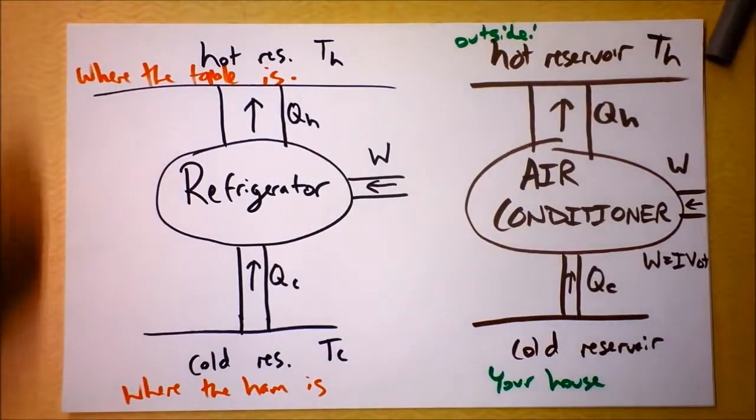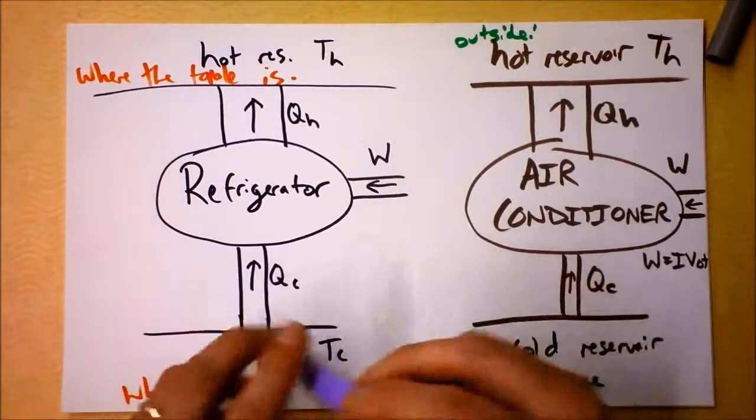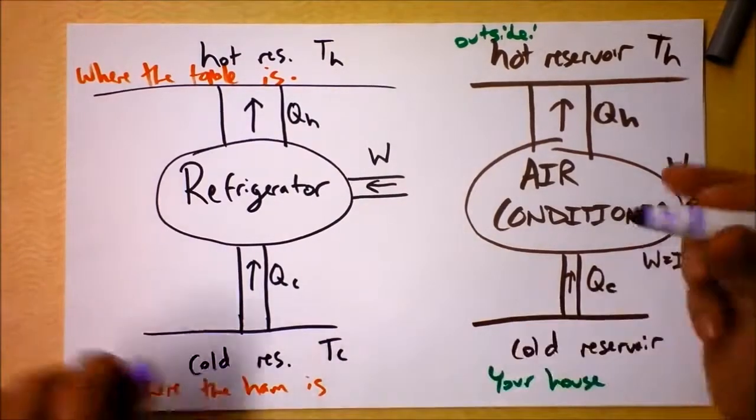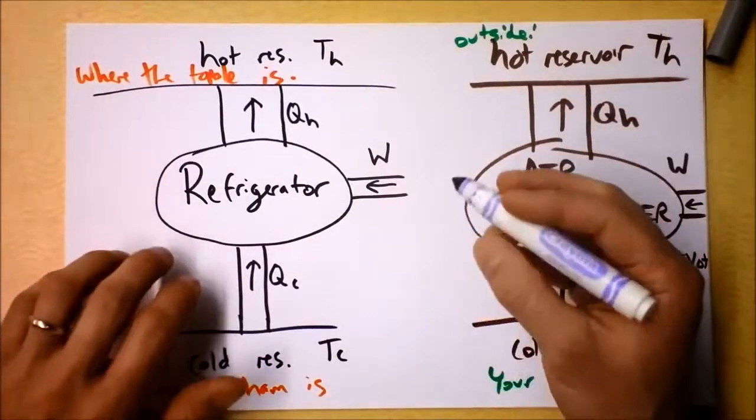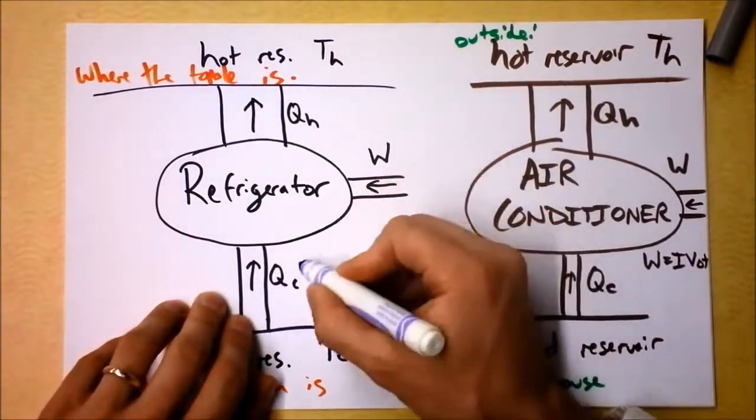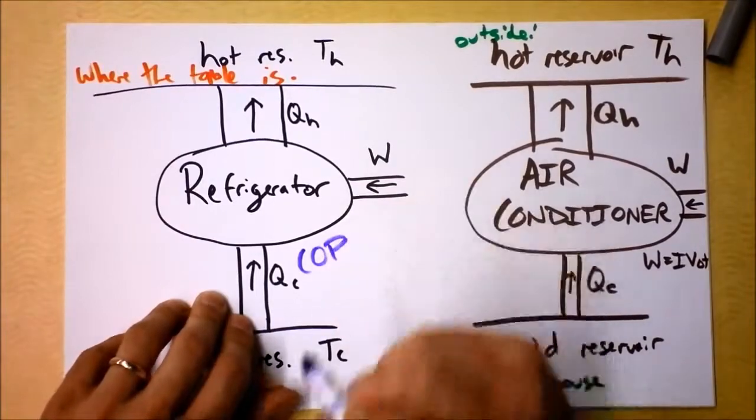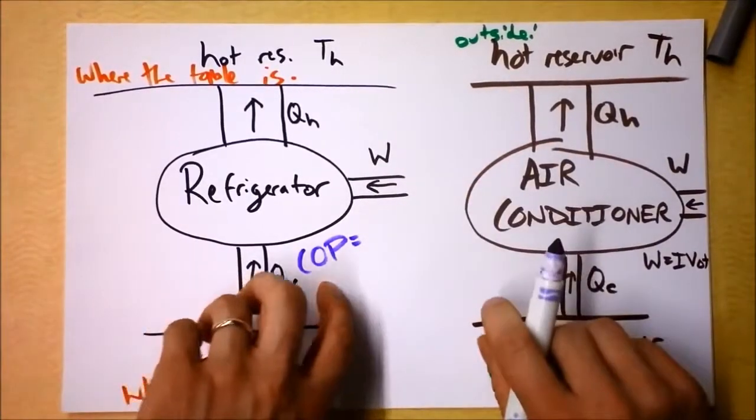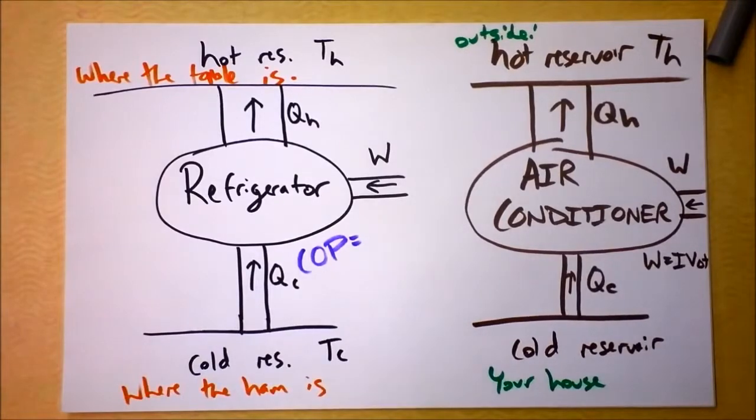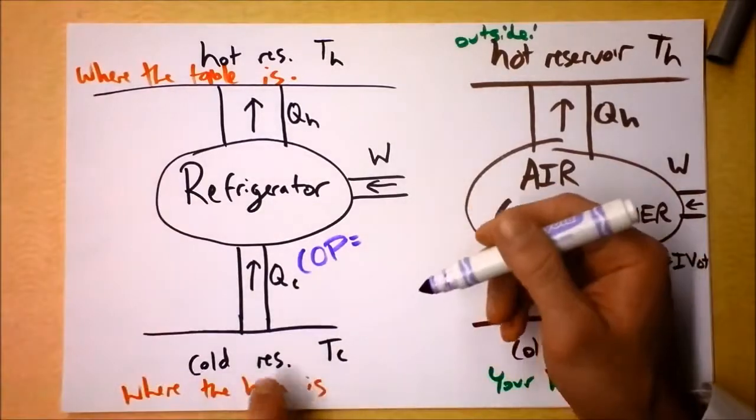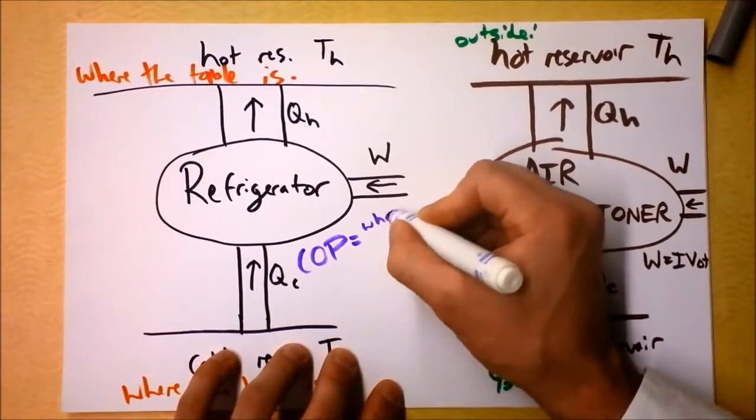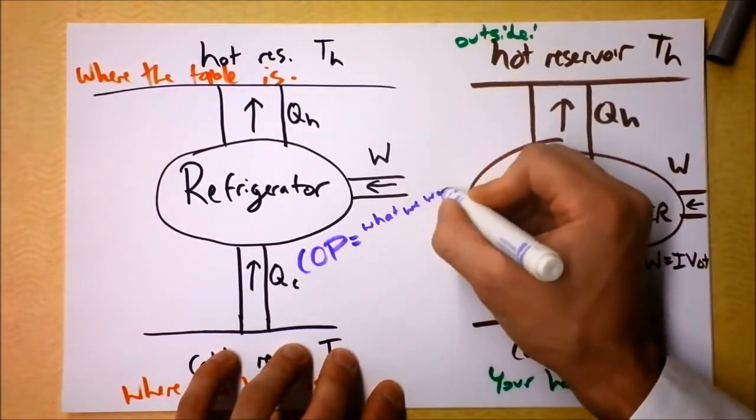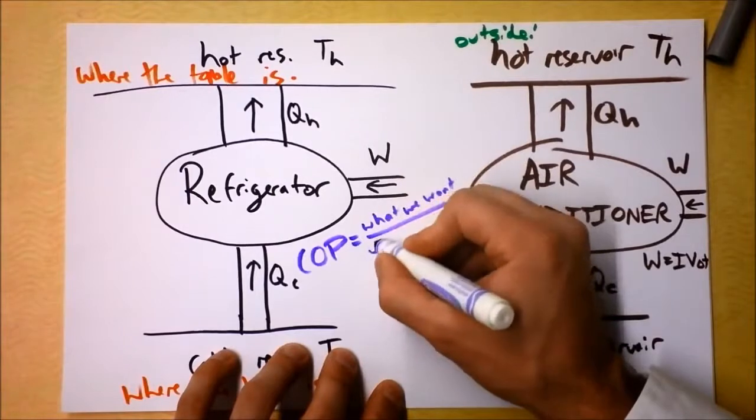But we can investigate this work, and we could talk about something. See, the efficiency of a refrigerator isn't as well defined as the efficiency of a heat engine might be. I'm going to define something called a coefficient of performance for a refrigerator or for an air conditioner. And the coefficient of performance is kind of about what you want to happen divided by how much you have to pay for it. So I'm going to write that: what we want divided by what we pay.